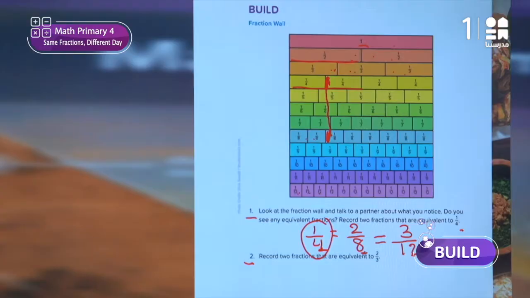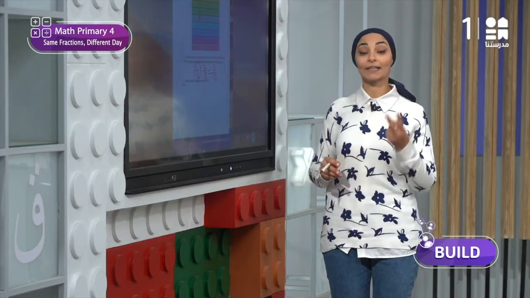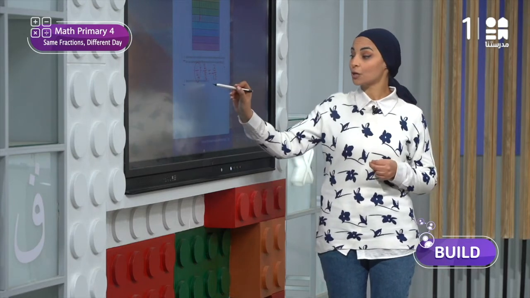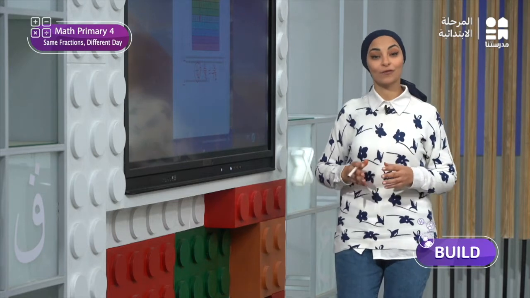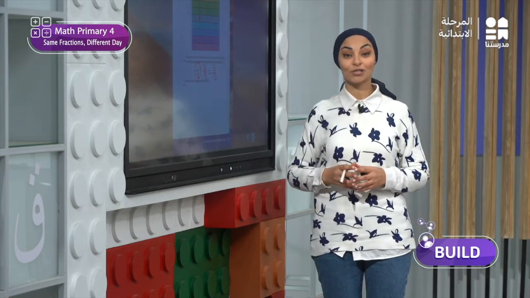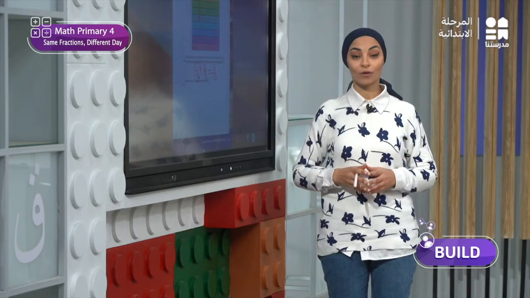In the same way بنفس الطريقة هنحل مع بعض problem number 2. Okay, the problem number 2 مطلوب مني ايه؟ مطلوب مني ان انا اكتب 2 fractions equivalent to 2 over 3 بنفس الطريقة بالظبط. But now I'll give you time to think and use the fraction wall to find the 2 equivalent fractions.